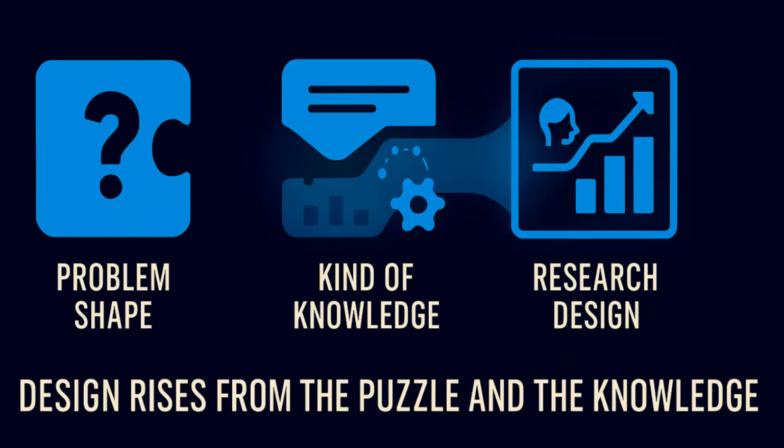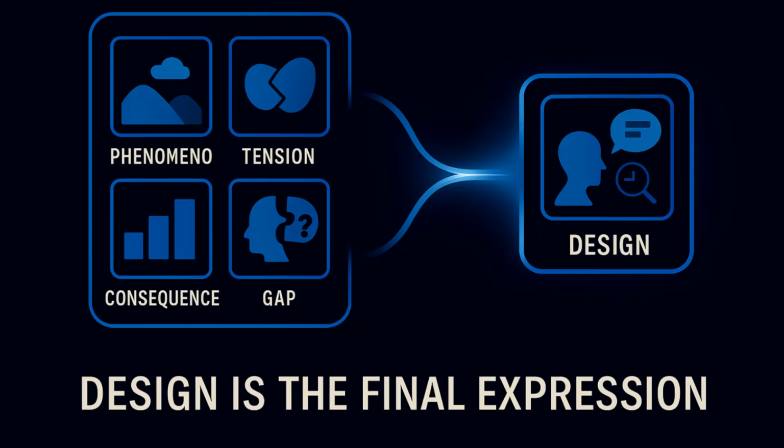They show that a research design does not exist in isolation or as a matter of personal preference. It rises directly from the kind of knowledge the study must produce, and the shape of the puzzle the research problem has revealed. When the phenomenon, the tension, the consequence, and the literature gap are examined as a single structure, the design becomes the final expression of that structure.